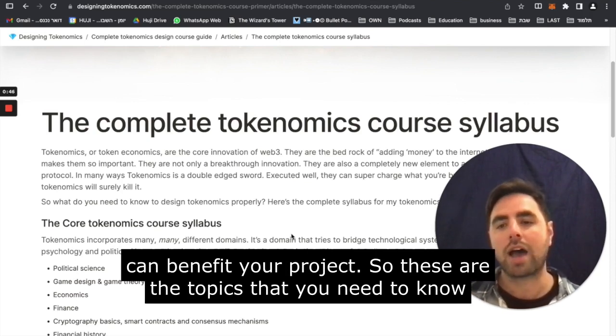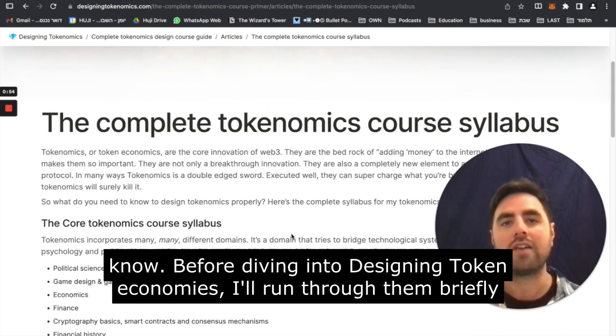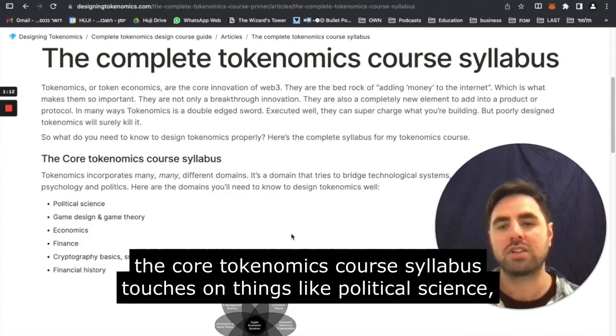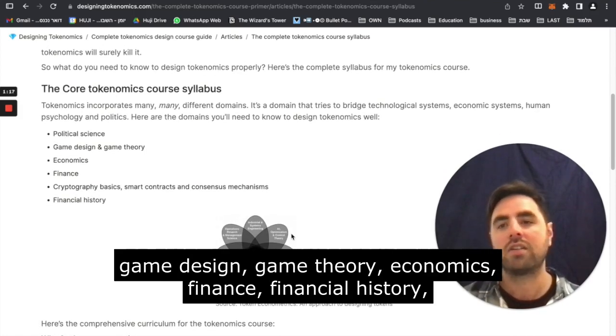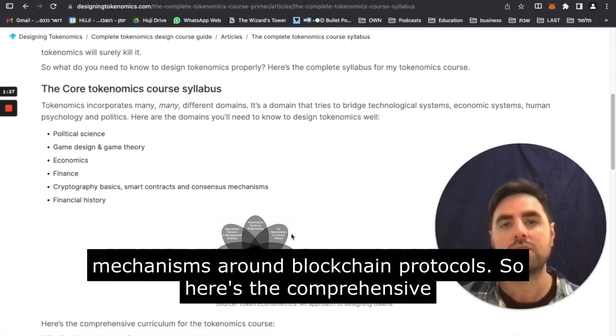So these are the topics that you need to know to master, or at least to be aware of, to know what you don't know before diving into designing token economies. I'll run through them briefly and then we'll dive into each one a little bit more in depth. So the core tokenomics course syllabus touches on things like political science, game design, game theory, economics, finance, financial history, cryptography, of course, everything that goes into smart contracts and consensus mechanisms around blockchain protocols.